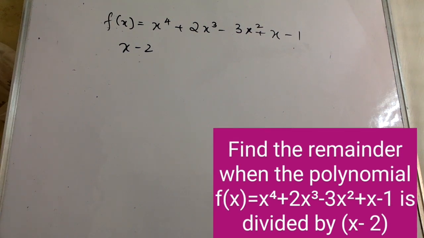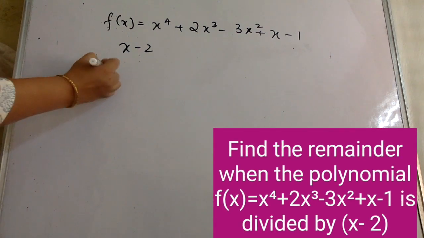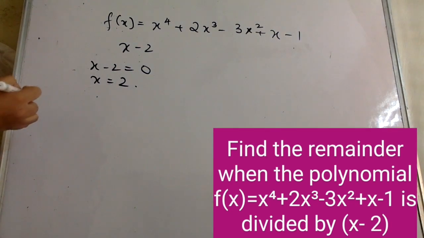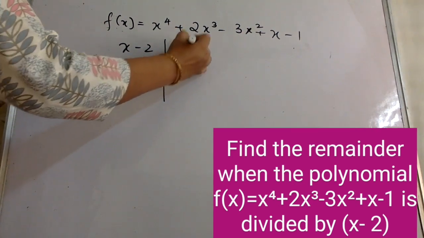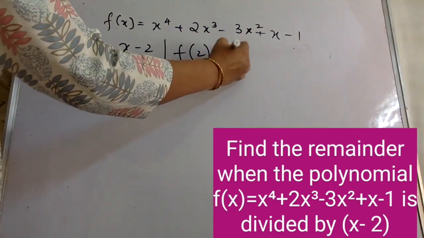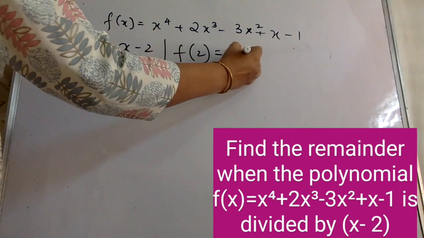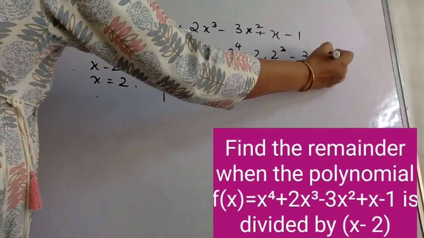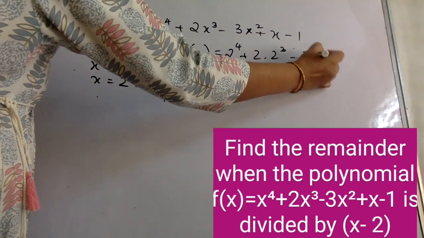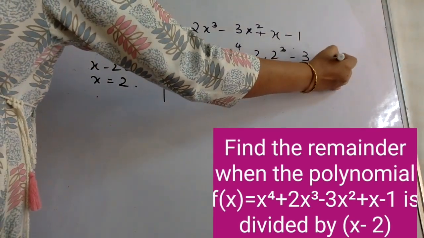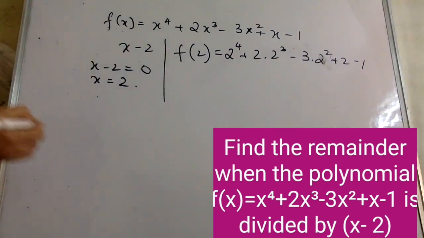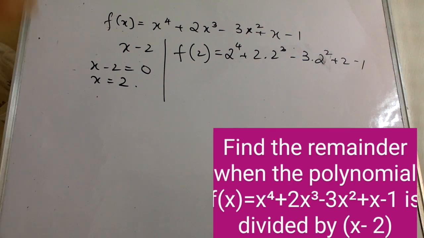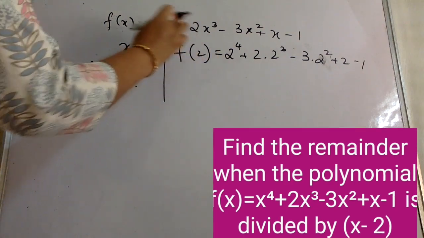What we do, the very first thing, is equate the divisor to 0. Then we find the value of x, which is 2. Now we are going to place it over here. We find f(2), which is 2 to the power 4 plus 2 into 2 cube minus 3 into 2 square plus 2 minus 1. So wherever there was an x, I have substituted a 2 and written down the same expression.